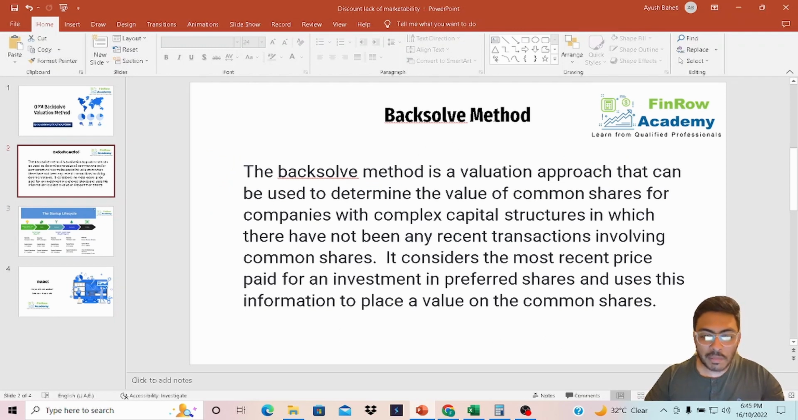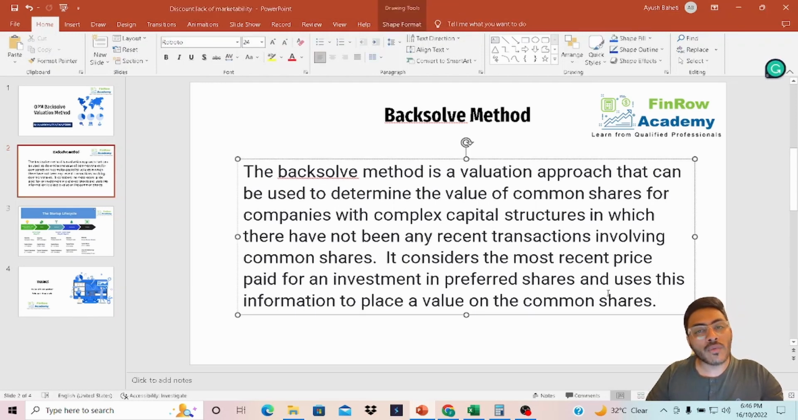So let's go through what the Backsolve method is. The Backsolve method is a valuation approach that can be used to determine the value of common shares for a company with a complex capital structure in which there have not been any recent transactions involving common shares. Although there is a transaction related to preferred shareholders but not common shareholders, how will you arrive at the value of common shareholders? It considers the most recent price paid for investment in preferred shares and uses this information to place a value on the common shares. Basically, on the basis of the recent transaction on preferred shares, we calculate the implied value of a company, and using the OPM model, we arrive at the per share value of the common shares.